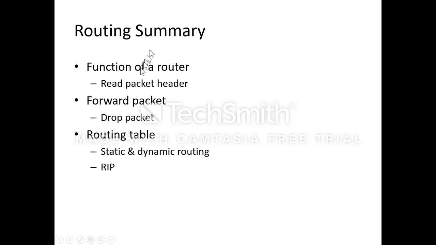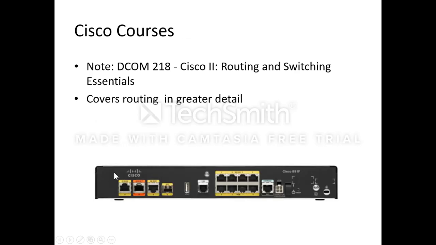So in summary, the function of a router is to read the packet header, and then it either forwards the packet or drops the packet. The routing table shows the router which way to push the packet, and you can have a statically updated routing table, but really it's more efficient to use dynamic updating of routing tables, and that is what RIP does. Note, DCOM 218 Cisco 2 Router and Switching Essentials covers routing in greater detail.